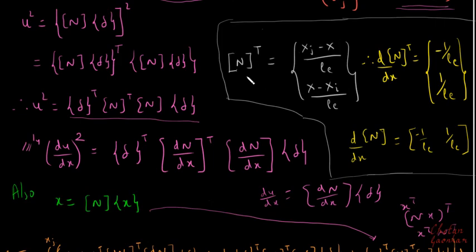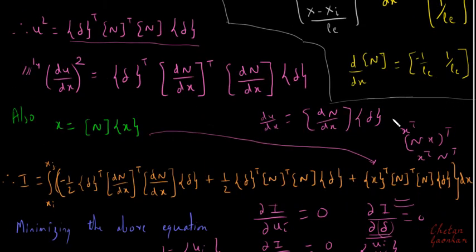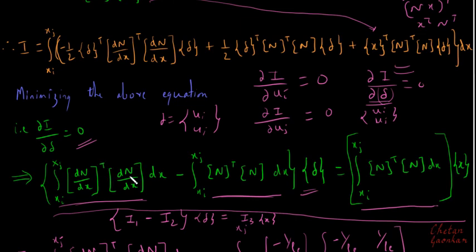And the derivative of this shape function with respect to x will be minus 1 by le and 1 by le. This is the transpose, derivative of shape function transpose, and the derivative of shape function will be a row vector, and this will be a column vector. So wherever I have this term, I will substitute it as minus 1 by le, 1 by le in terms of row, and then wherever I have transpose, I will substitute this minus 1 by le, 1 by le in terms of this column. So here I have transpose, right?